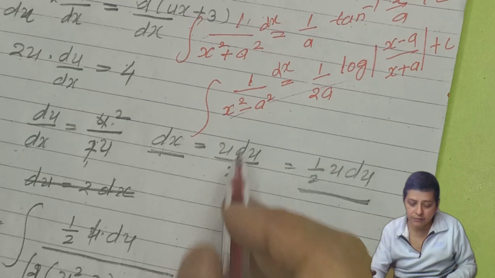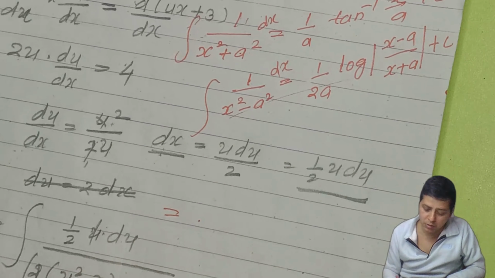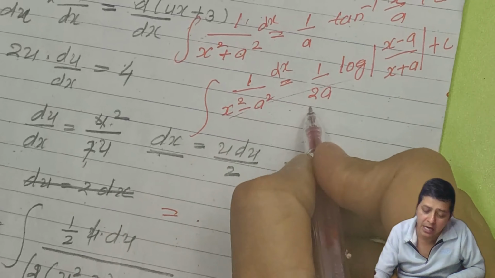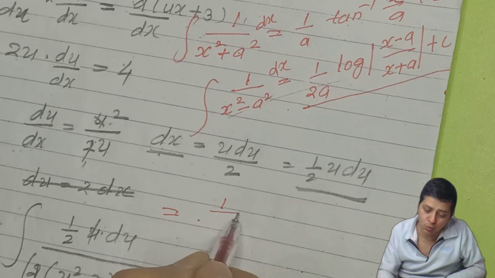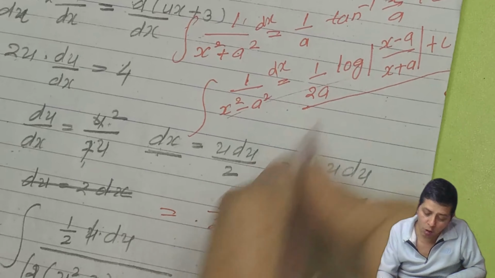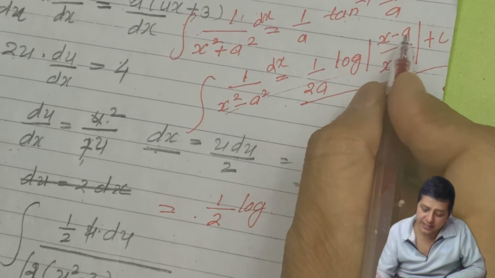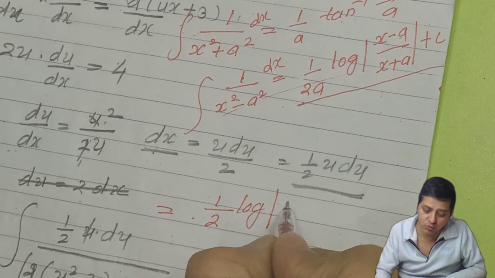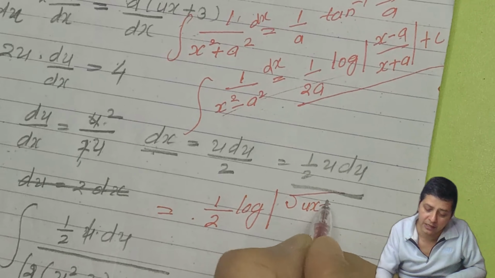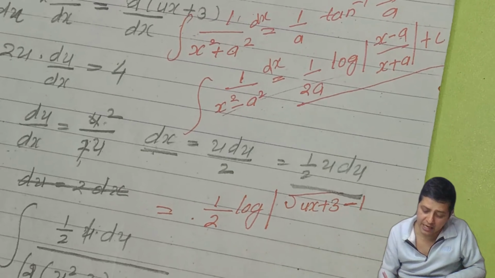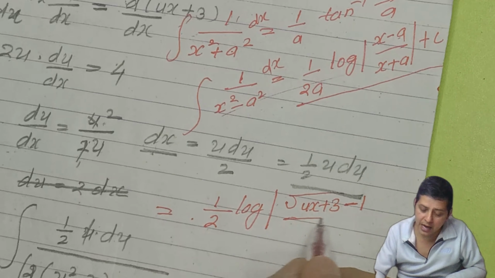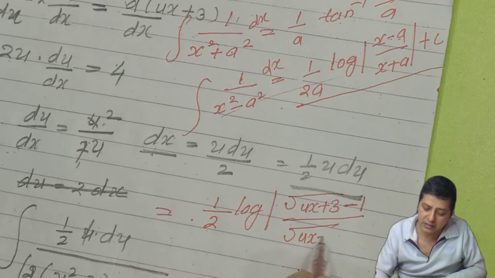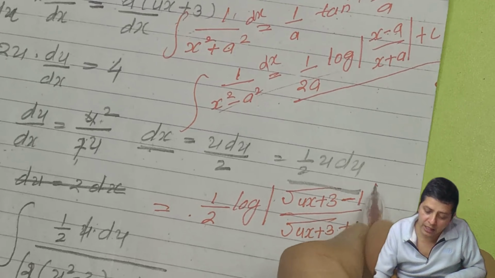Okay, so if you have this formula, then our final answer would be, let's see what it is. The formula says 1 by 2a. 2a means 2, and then log. Then you have x minus a. X here is u, so obviously you know the value, what we started with, that is 4x plus 3, and then minus 1 because a means 1. And then by the same formula, root 4x plus 3 plus 1, and then the whole thing plus c.